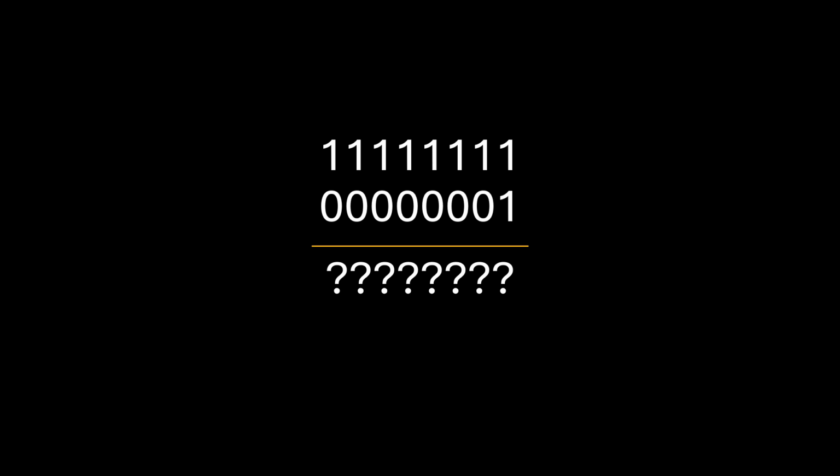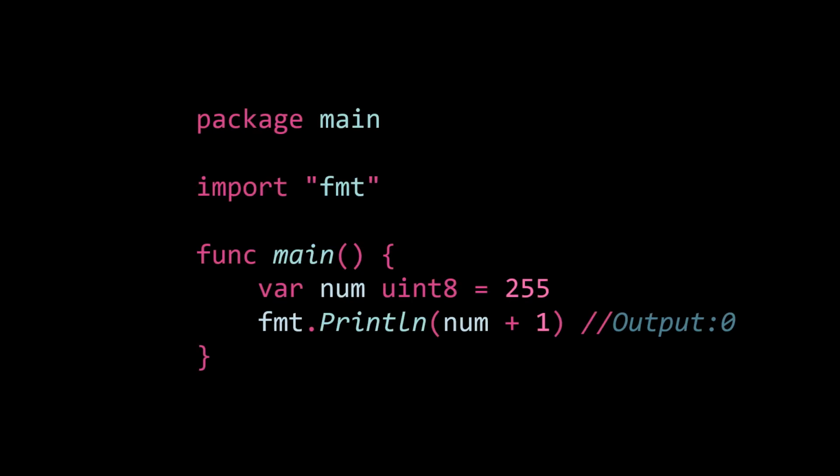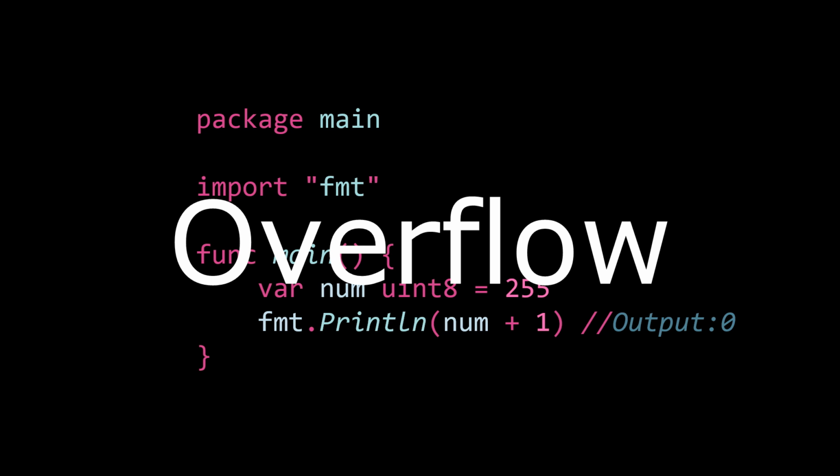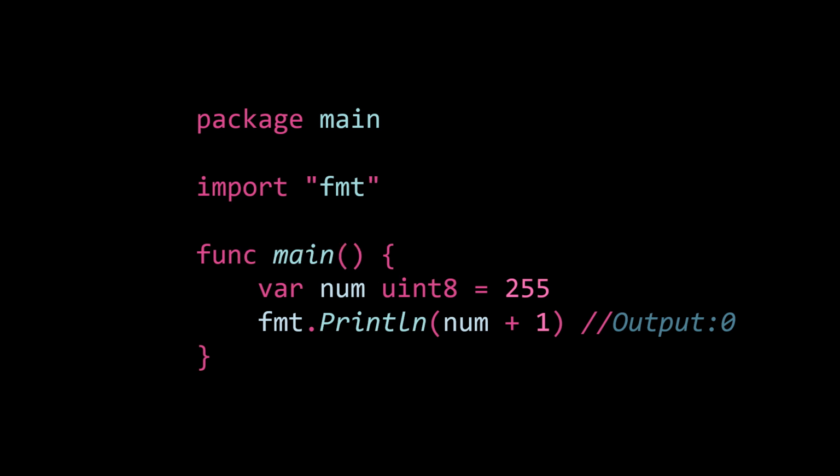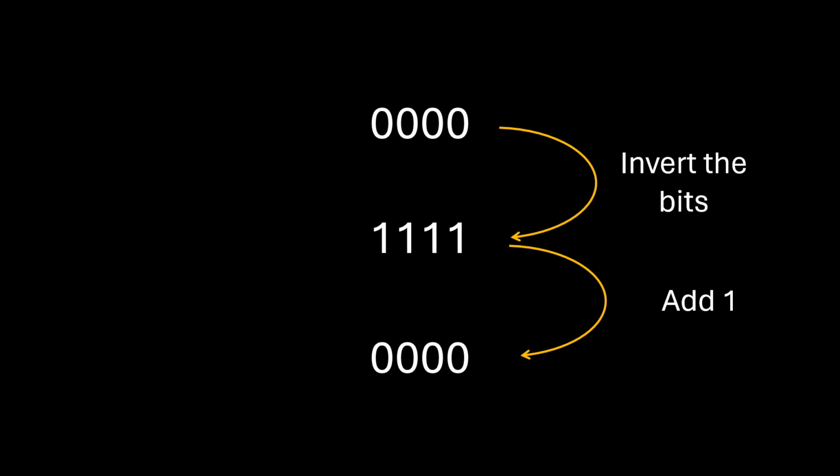Let's try this. In the following code, 1 has been added to an 8-bit unsigned integer with a value of 255, and it turns into the value 0. This is known as an overflow, because once we run out of bits, the integer wraps right back around to 0. This actually explains why there's only one representation of 0 in 2's complement, because if you invert all the bits of 0, you get all 1's, and if you add 1 to that, well, you're right back to 0.